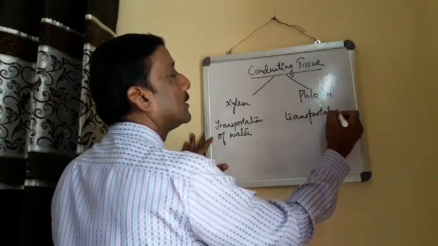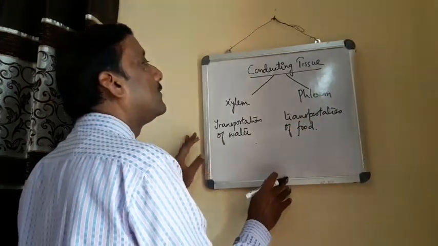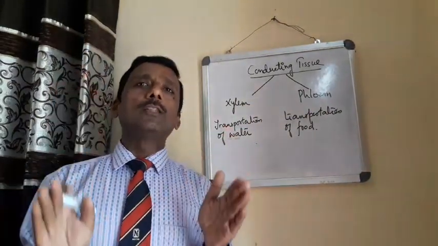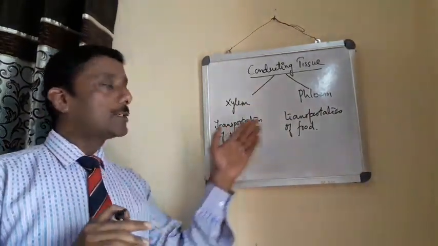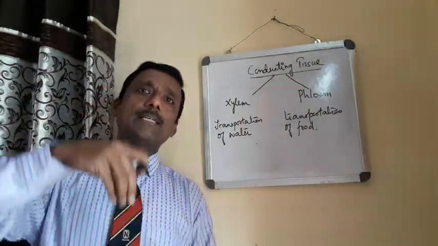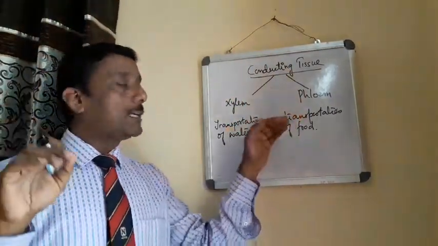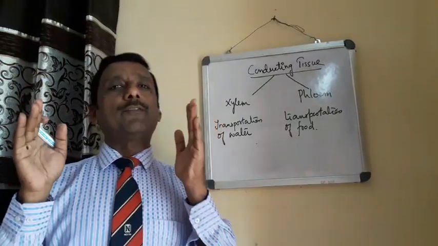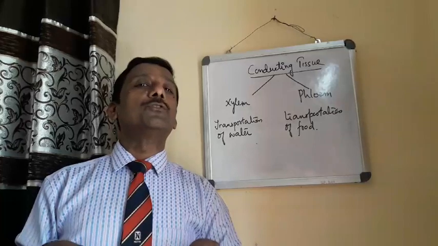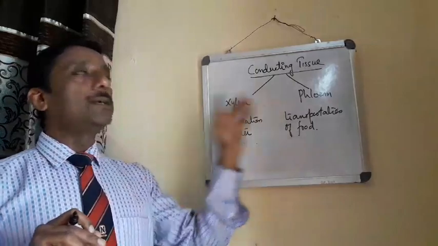This is the function. Xylem and phloem, the conducting tissues, are present in all parts of the plant, because all parts of the plant require water and food. The water absorbed by the roots is taken up by the xylem and transferred to different parts of the plant. In phloem, the leaves prepare food with the help of photosynthesis, which is transferred to different parts of the plant, including the roots. So these are the two major conducting tissues.